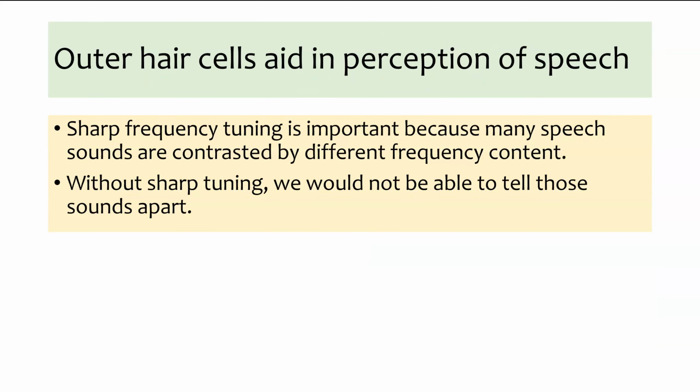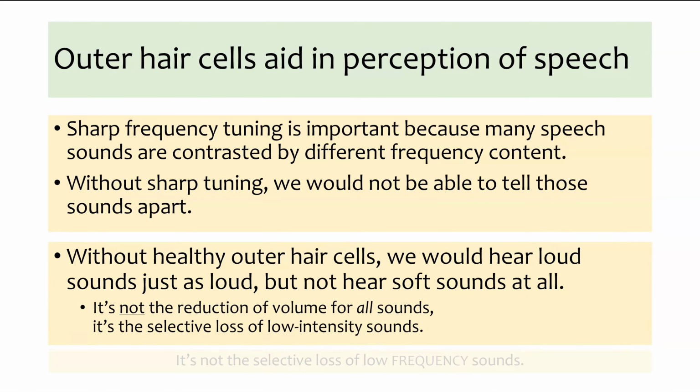So just pulling this back and recognizing both of those functions on the screen here, we're talking about frequency tuning, which of course is important for speech, and we're also thinking about hearing soft sounds. So without those outer hair cells, we wouldn't get that compression, that amplification of low intensity sounds. And so we would just not know that they're there. And so it's not the reduction of volume for all sounds. It's not just like turning down the volume knob. What it is, is keeping the loud sounds loud, but just dropping the soft sounds altogether. And so this is one of those things that's pretty misunderstood about having hearing loss, that it's not that all sounds are softer, it's that the soft sounds are not there and the loud sounds are still there.